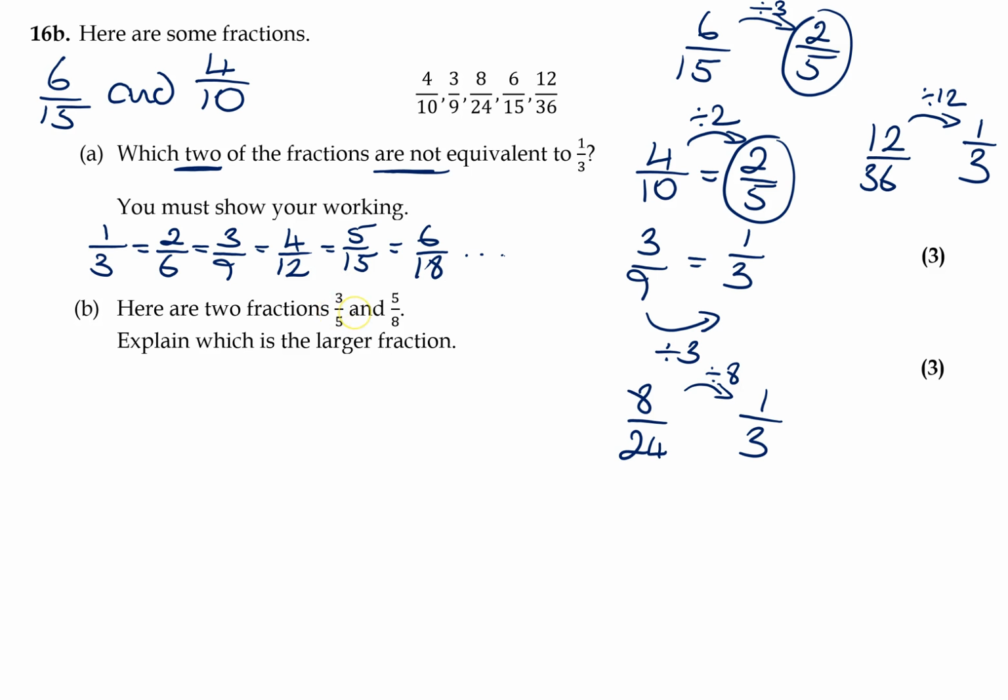Part B, we've got 3/5 and 5/8. I'm trying to find which one's largest. I could turn those into decimals by doing 3 divided by 5 and 5 divided by 8, and find out which decimal is larger. But I'm going to do this by equivalent fractions.